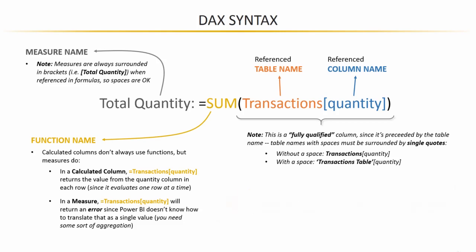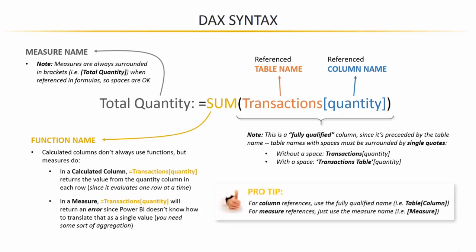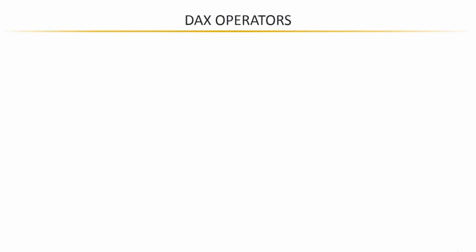One piece of advice, pro tip here: when you're referencing columns, get in the habit of using the fully qualified name. So table followed by column. But for measure references, just use the measure name itself. That's a nice, easy way to differentiate column references from measure references within your DAX formulas. And there are some cases where that may not always make sense, but for the most part, that's a pretty good practice to follow.